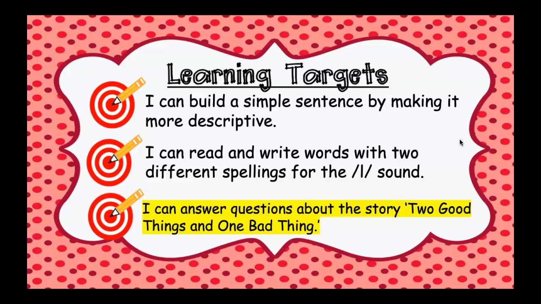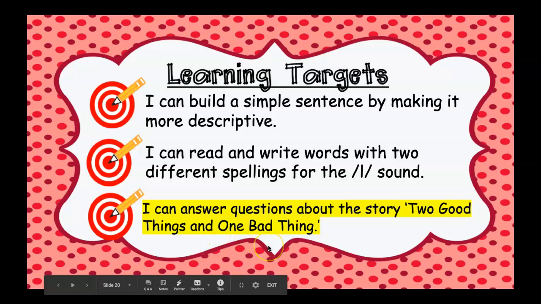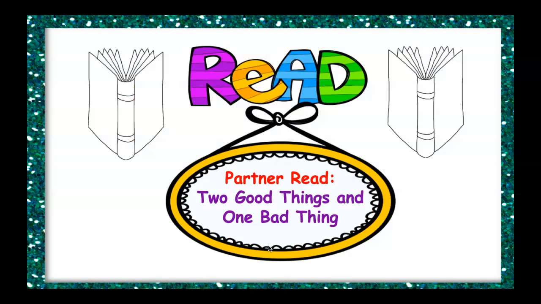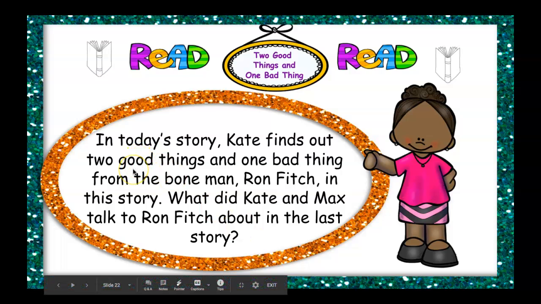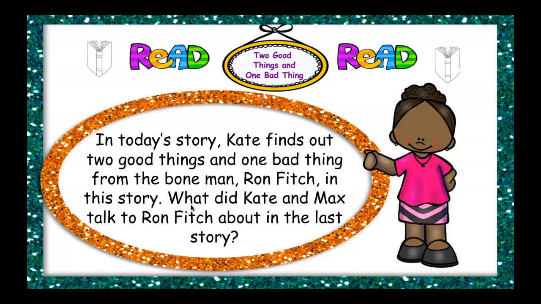Okay, moving on, we are also going to answer questions about the story Two Good Things and One Bad Thing today. So in today's story, Kate finds out two good things and one bad thing from the Bone Man, Ron Finch. What did Kate and Max talk to Ron Finch about in the last story?